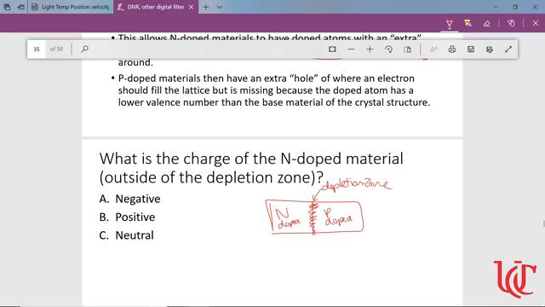Okay, so how many people say our N-doped material is going to be negatively charged? Okay, how many people say it's going to be positively charged? Okay, how many people say it's going to be neutral? And a lot of people didn't vote. Okay, but I got the most hands for neutral. Why is it neutral?